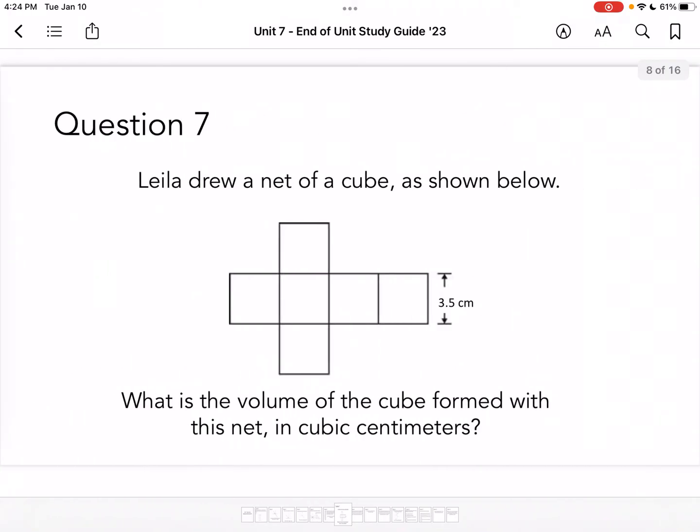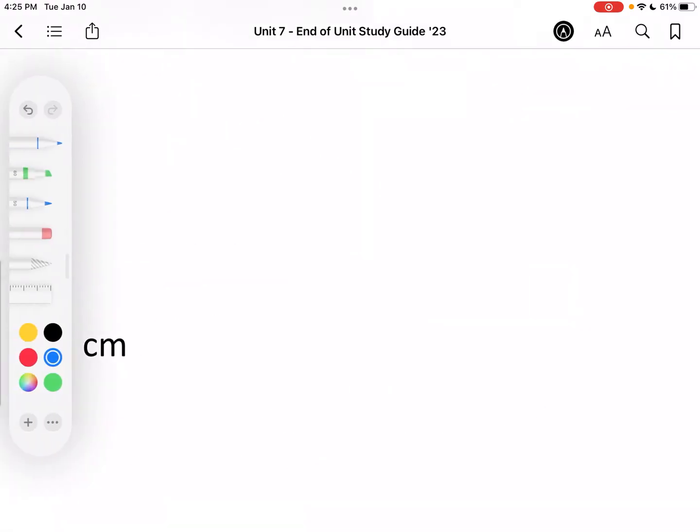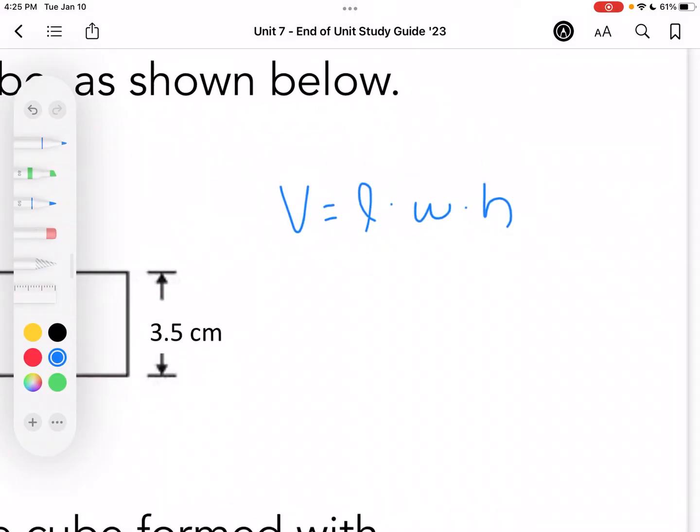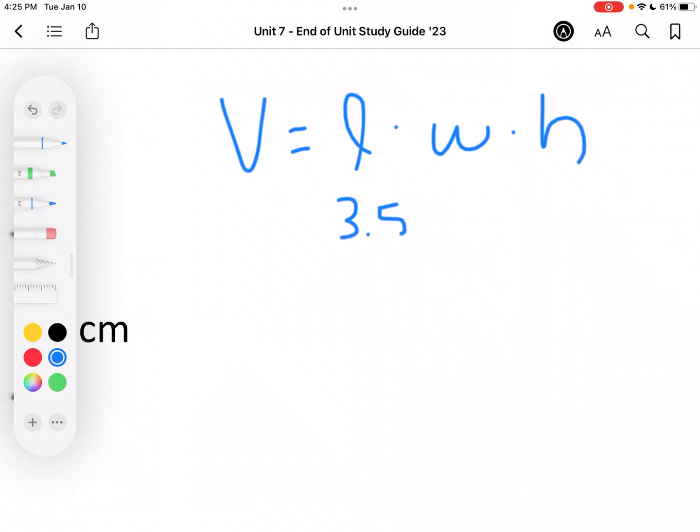All right, Layla drew the net of a cube as shown. What is the volume of the cube formed with this net? Well, if it's a cube, I know the length, width, and height are all the same. So they want to know the volume. So volume is length times width times height, and they're all going to be 3.5. So I know that I'm doing 3.5 times 3.5 times 3.5.